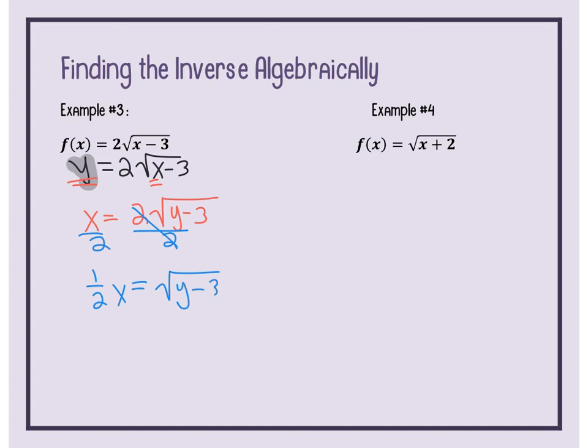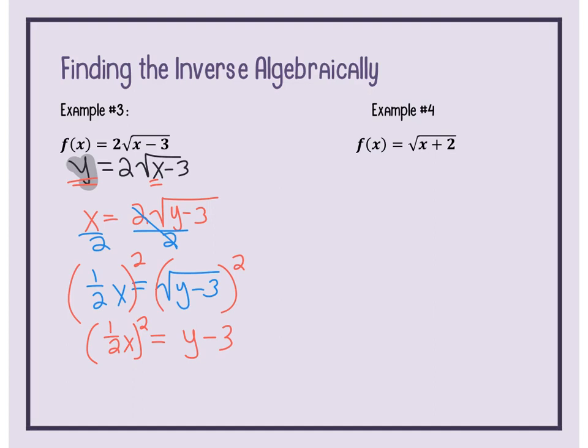Now that y minus 3, you cannot add 3 to the other side yet because that 3 is underneath the radical. Well, how do I get rid of that radical? It's a square root. What is the opposite of square rooting something? The answer is squaring. But if I square one side, I have to square the other. So 1/2 x squared is now equal to y minus 3.